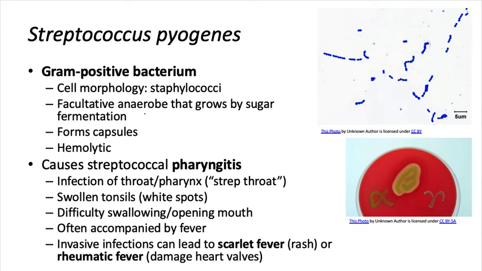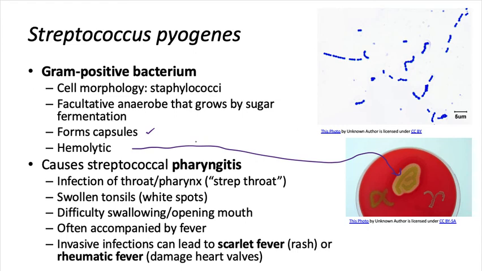It is a facultative anaerobe that grows by sugar fermentation, so make sure you review what fermentation is and how that's different from aerobic respiration. It is a capsule former, and it's hemolytic. In lab, you learned that this is an example of a beta hemolytic, which means the hemolysins produced by this pathogen will lyse completely the red blood cells in its surroundings. So it produces a hemolysin called beta hemolysin.